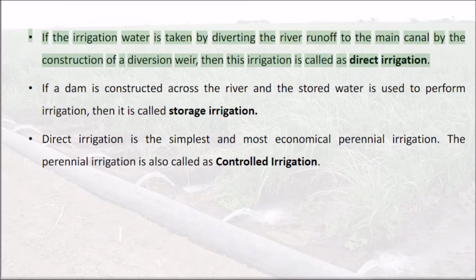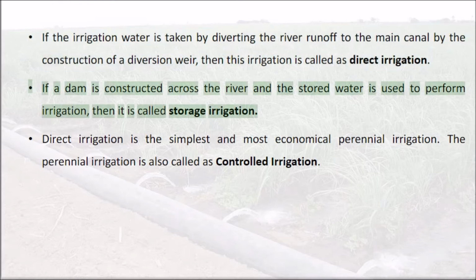If the irrigation water is taken by diverting the river runoff to the main canal by the construction of a diversion weir, then this irrigation is called direct irrigation. If a dam is constructed across the river and the stored water is used to perform irrigation, then it is called storage irrigation.